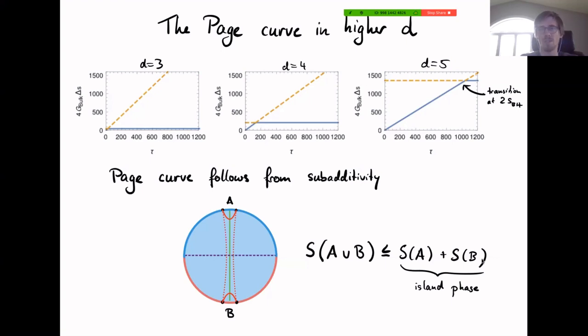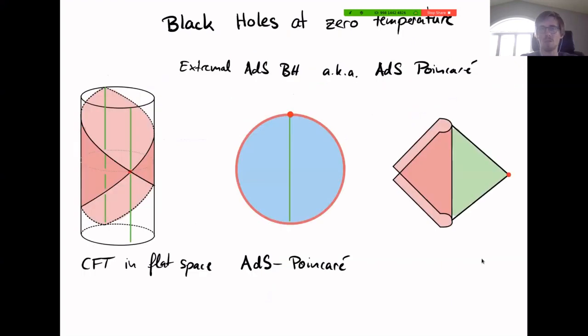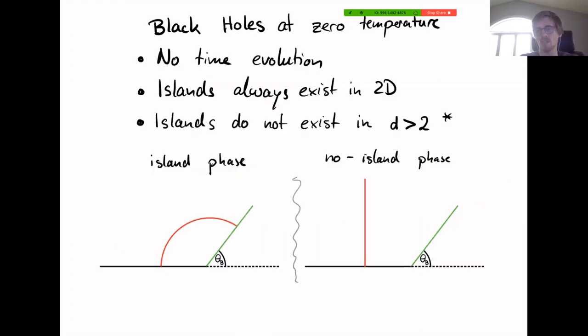Okay, you can do the same thing also for extremal, zero temperature black holes. The only interesting point to mention here is that unlike in the two-dimensional scenario, you actually will not find islands in higher dimensions. That's not really a problem. There's no entanglement paradox here, but it's maybe noteworthy because going to higher dimensions will sometimes give you qualitatively different things.